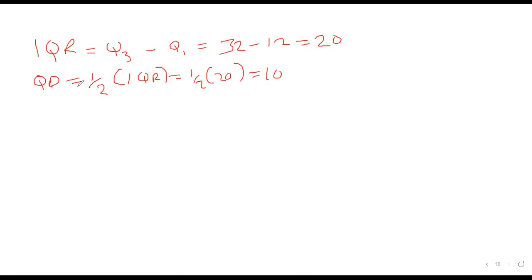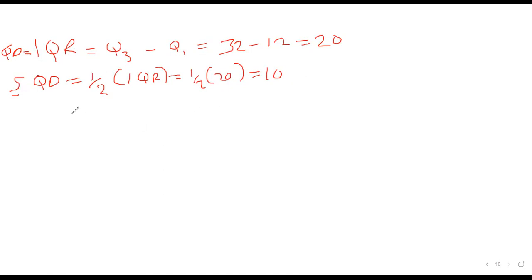Okay. It's got the interquartile range. It's got the semi-quartile deviation. Semi-quartile deviation is not the same as the interquartile range. Semi-quartile deviation means half.